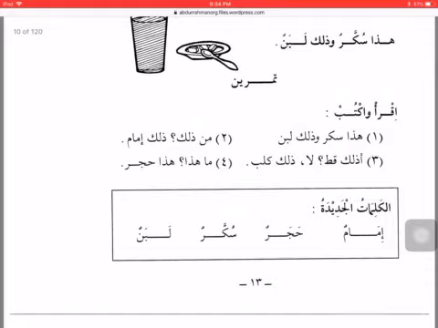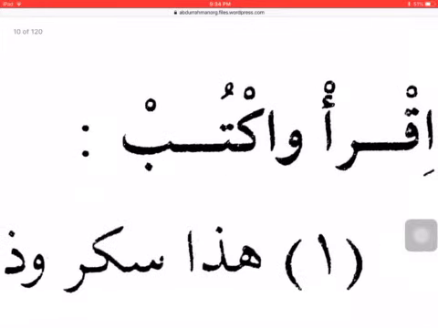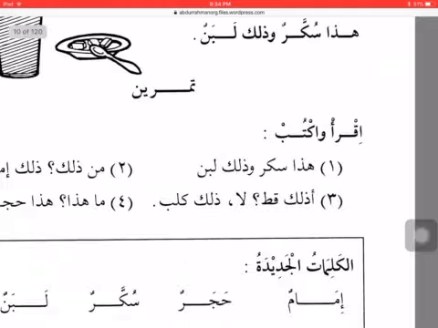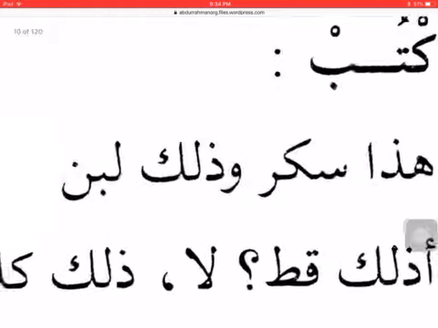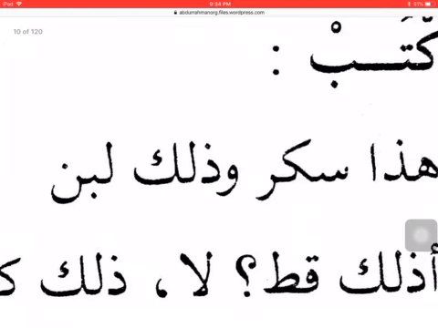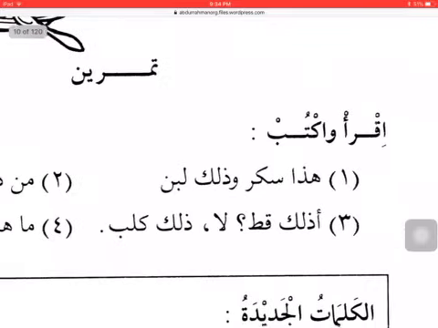Then there is exercise. Again, we understand very well now. Iqra, read. Waktub, and write. Read and write. Again, we will read these. هذا سكر وذلك لبن, and we will write all the harakat for us to remember the correct pronunciation of the words. Do not miss especially the last letter. The harakat on it will be tanween, dhamma, at least for now. That's what it's going to be.